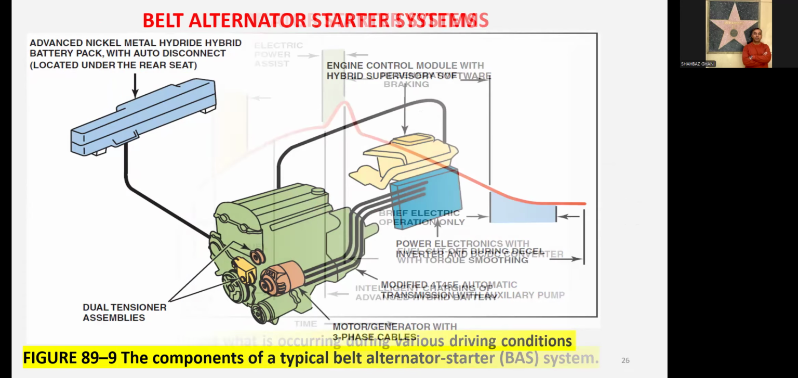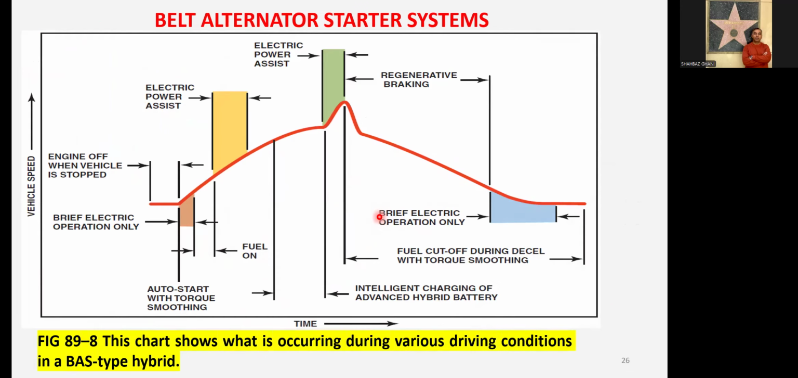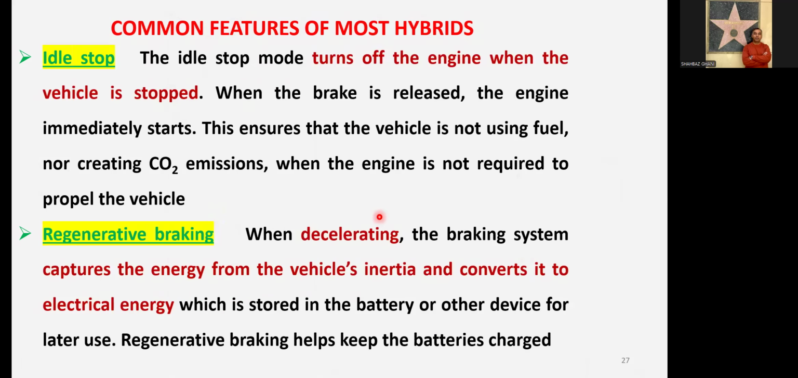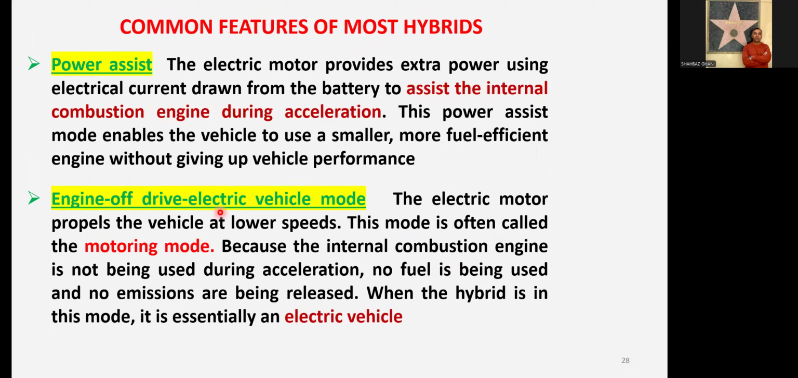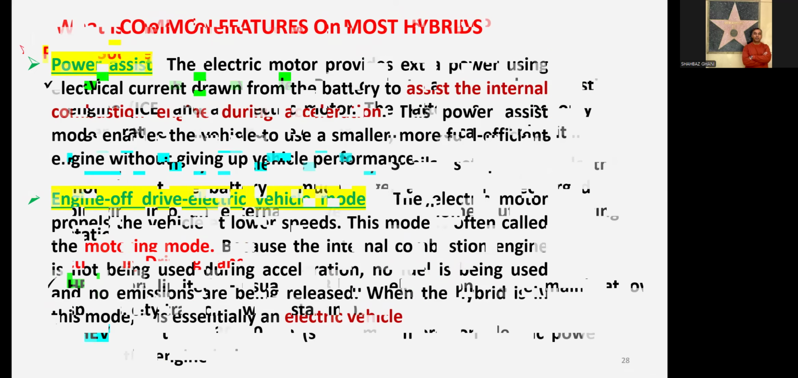And then the vehicle speed with respect to the time chart, we have studied this. What action is happening with respect to time at that vehicle speed. Now, the common features of most hybrid vehicles, these are the common features which we have studied in our second part: the idle stop, what is happening at the idle stop, and then the regenerative braking, how the inertia is converted into electrical energy. Then the power assist, the internal combustion engine during acceleration, the power assist, and the engine off, drive electric vehicle mode, motoring mode basically.